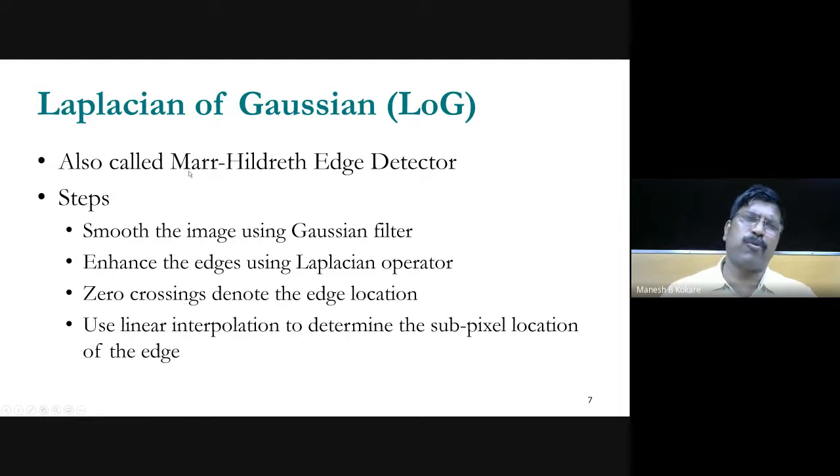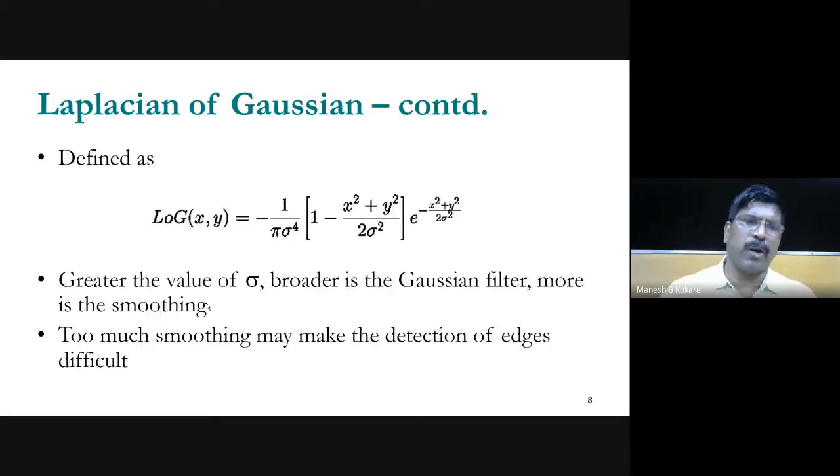So what are the steps for detecting edges with LOG, Laplacian of Gaussian? The first step is to smooth the image using the Gaussian filter. Then you enhance the edges using the Laplacian operator. Then you find the zero crossings, which denote the edge locations, and use linear interpolation to determine the subpixel location of the edge. Now this can be done automatically by using the LOG operator.